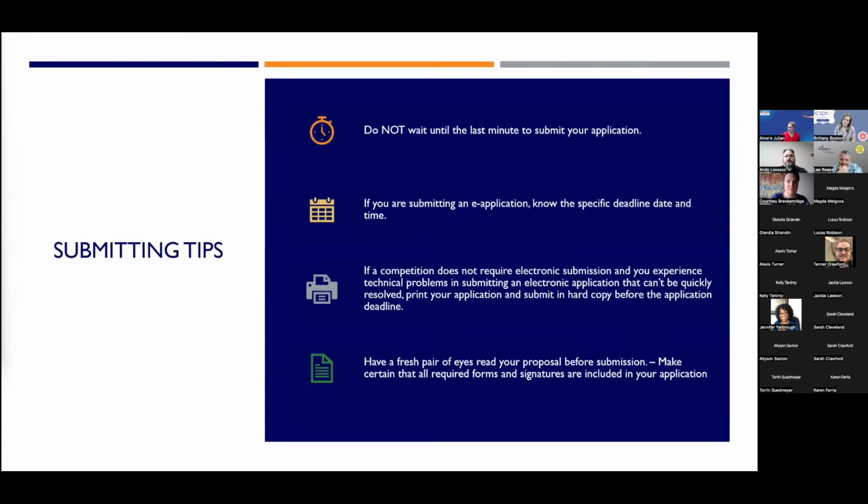If you're submitting an e-application, know what the specific deadlines, dates, and times are, especially if you're looking at federal applications or anything that is done out of DC. It is always Eastern time. We live in Central time. If it was due 4:30 Eastern time and you submit at 4:30 Central time, you're late. You're not on time.